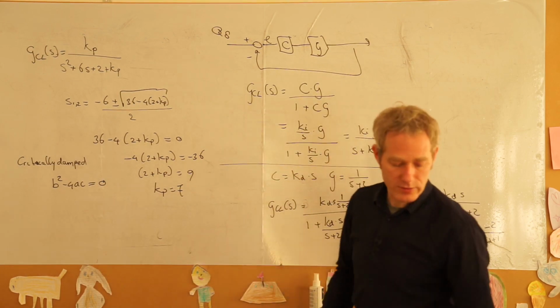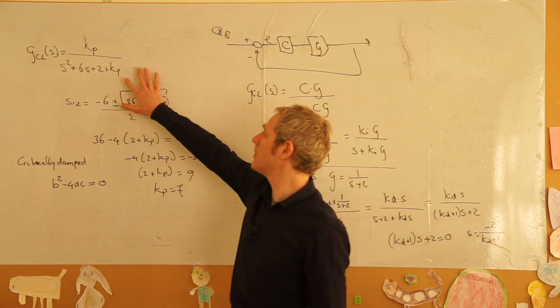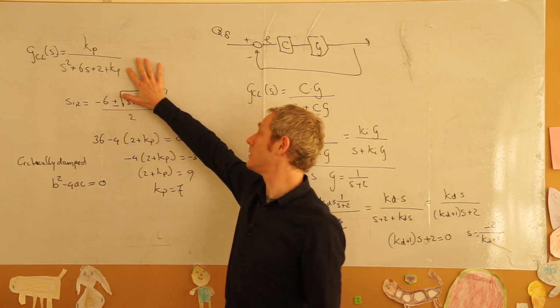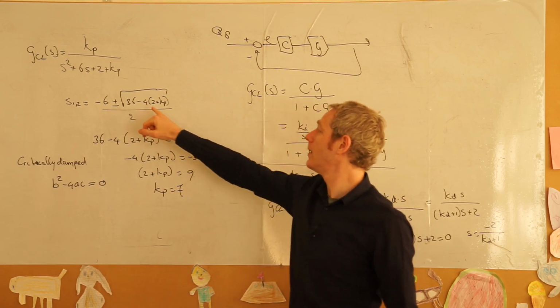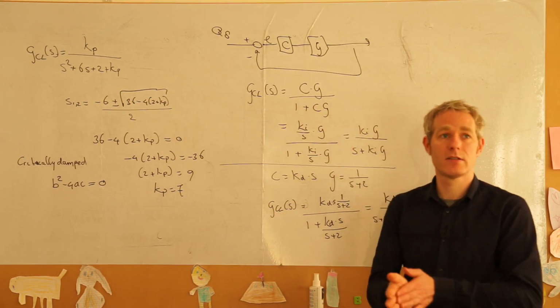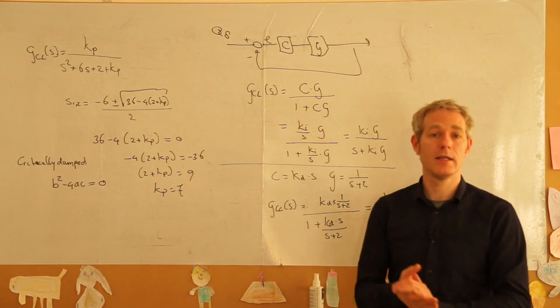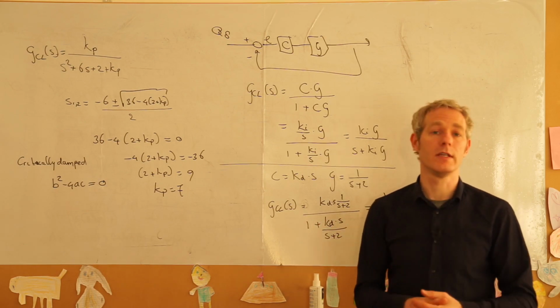So this requires you to understand what critical damping is, so that must imply for a second order system that we only have one pole, and if you have one pole, this square root must be equal to 0. So very quickly, these are the explanations and the answers for the mock exam.